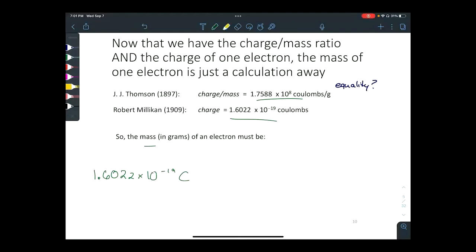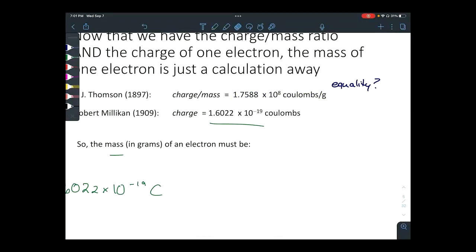So the idea here is, okay, how can we use this charge to mass ratio? That unit's really weird. It's Coulomb per gram. So let's do a throwback to chapter 1 and derived units. When there's a fraction present in the unit itself, we can set the top unit equal to the bottom unit with an implied 1. So if we rewrite this unit as an equality, I can rewrite this as 1.7588 times 10 to the 8 coulombs equals what? 1 gram.